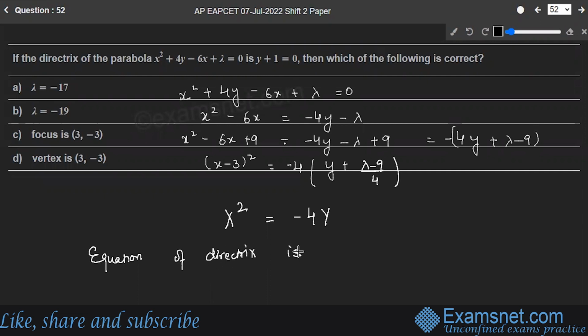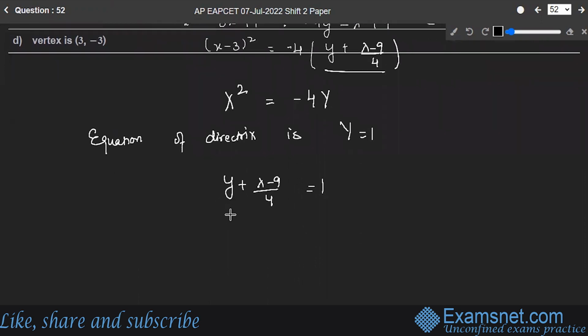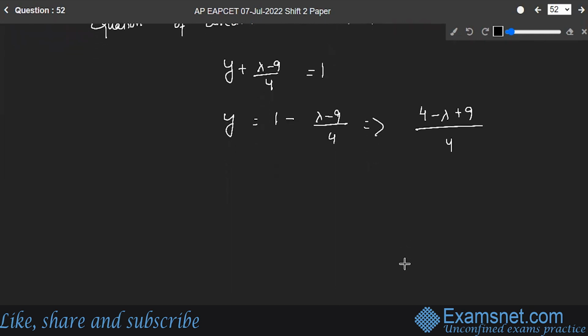Directrix is y is equal to 1. And what is y? This is equal to y plus lambda minus 9 upon 4 is equal to 1. So from here, let's calculate the value of y. You will have 1 minus lambda minus 9 upon 4, which will give you 4 minus lambda plus 9 upon 4, which will be equal to 13 minus lambda upon 4 is equal to y. So, this is the value, right?